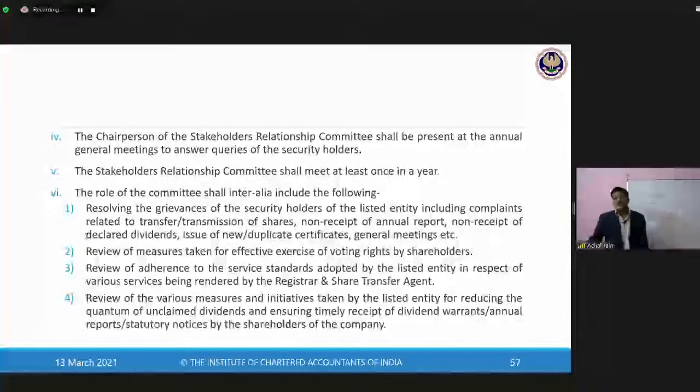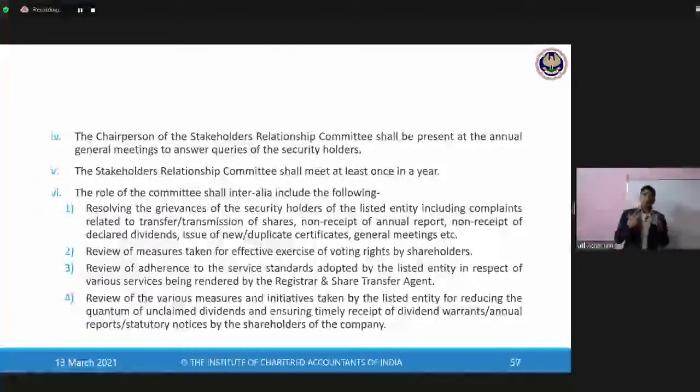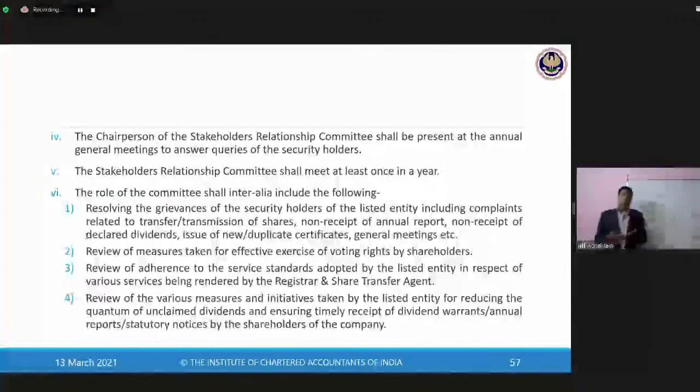Review of various measures and initiatives taken by the listed company for reducing the quantum of unclaimed dividends and ensuring timely receipt. So if you can see, most of these functions are related to the stakeholders, shareholders. So in case they have not been receiving the dividend, in case there is any transfer of shares, etc. All of these queries, if you talk about any listed company, are numerous.